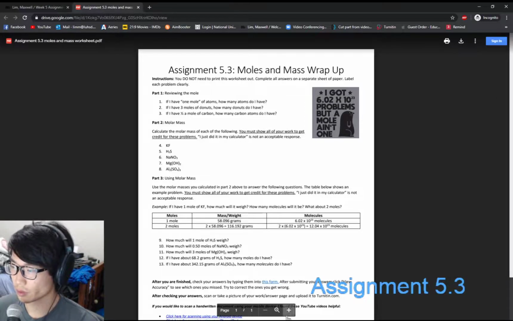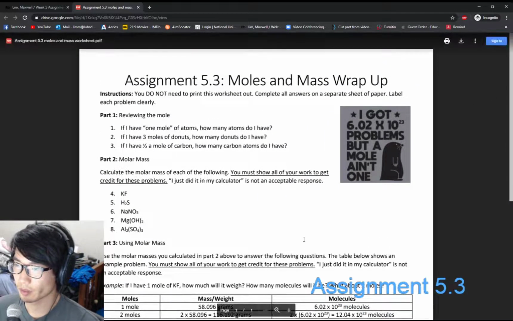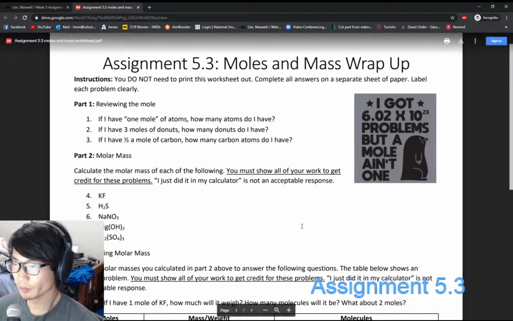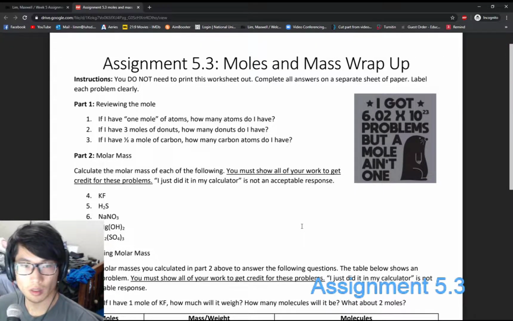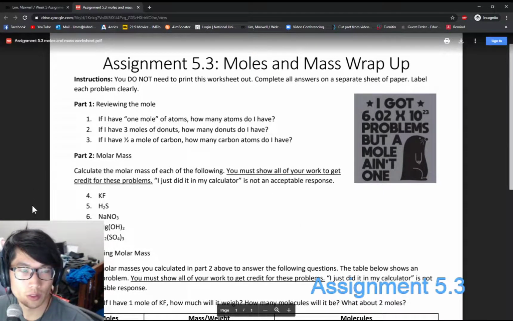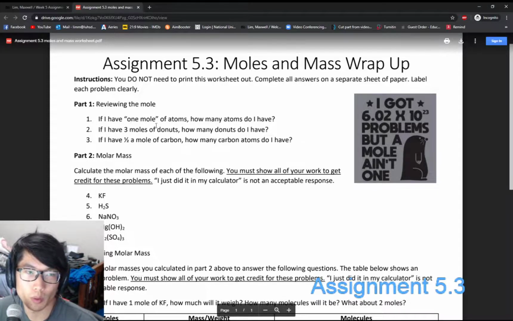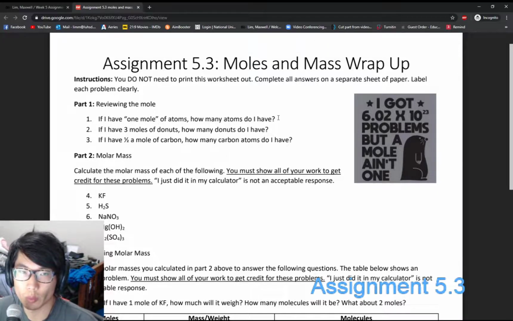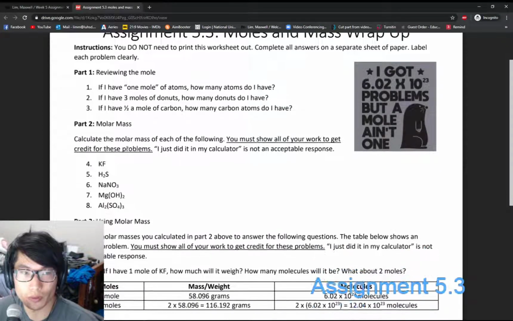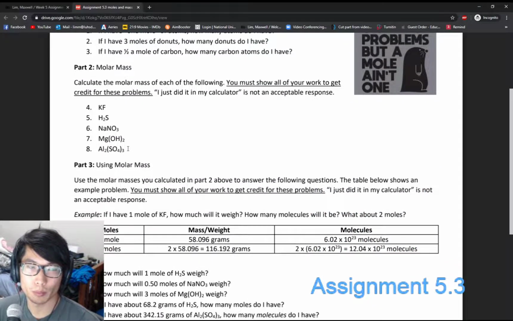I'll zoom into this one right here. So part 1, the first question is asking if I have 1 mole, how many atoms do I have? Well, you have that really big number. It starts with a 6. Let's go through these. If you have half a mole, you have half of that big number. That's for number 3. I'm going to focus on part 2, which is molar mass.